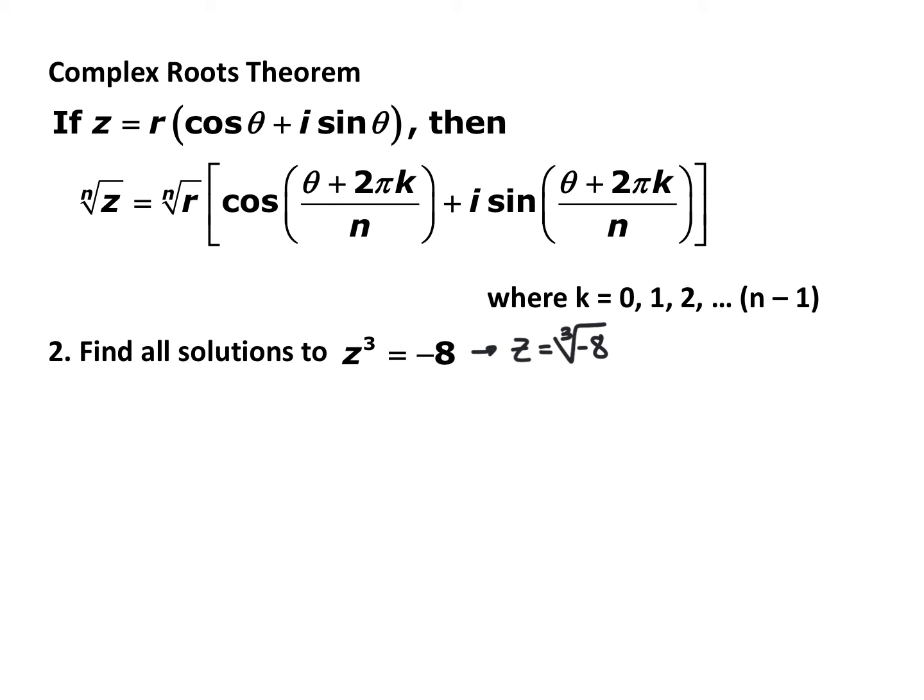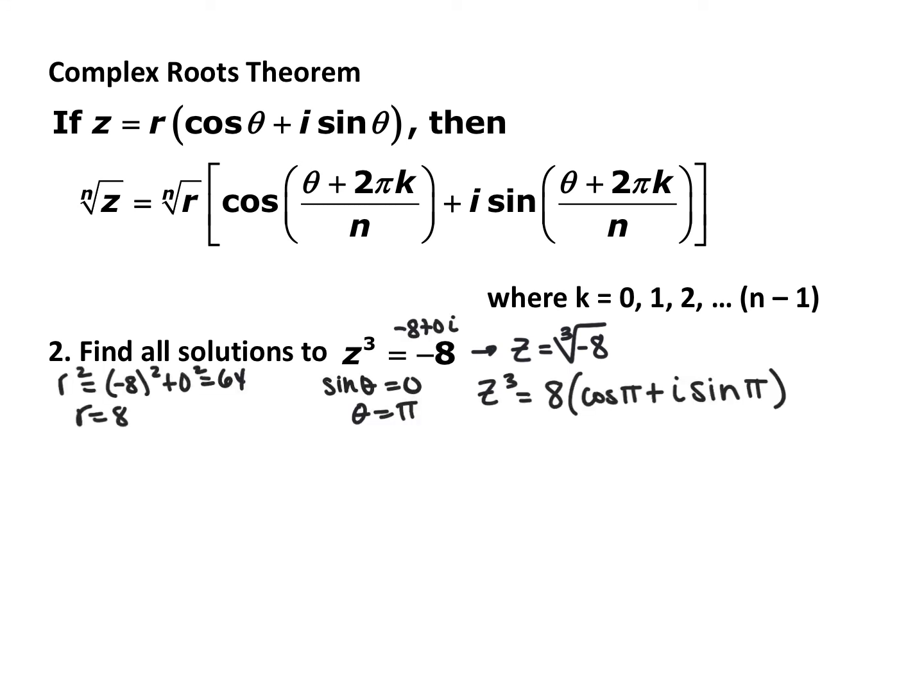So the first thing that we need to do is convert z cubed equals -8 into complex polar form. So pause the video and convert -8 into polar form. If it's -8, that's the same thing as -8 plus 0i, so x is -8 and y is 0. So I found the radius: r squared is equal to x squared plus y squared, so r is just 8. And if y is 0, that means that sine is 0. This is a negative x, so it's going to be in the negative x direction, so theta is going to be pi.